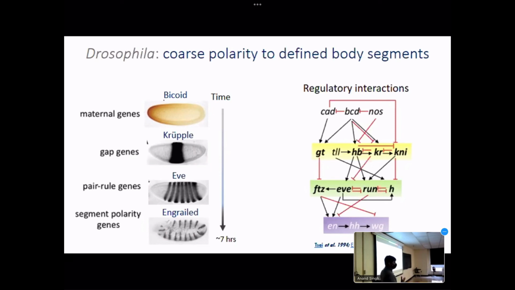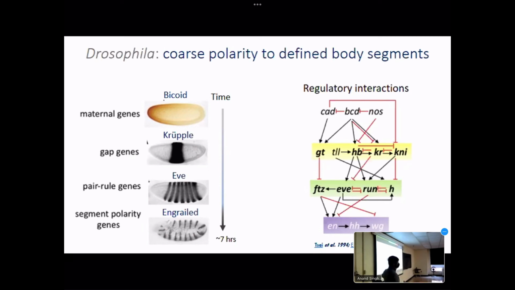Now you can see the maternal inputs bicoid, caudal, and nanos feed into the next level of information called giant, tailless, hunchback, Krüppel, and knirps. We don't need to remember all these names, but it gives you an idea of how these complicated networks are set up to give rise to a specific body pattern.